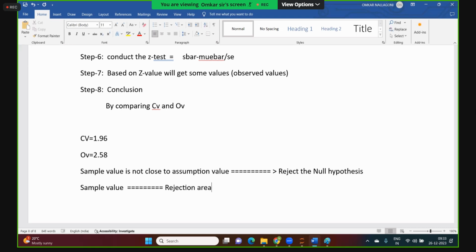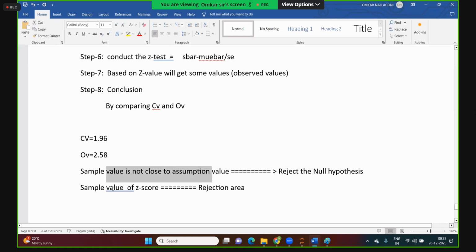The sample value of Z score will fall in the rejection area only, because it is not close. Not close means the sample value of Z score will definitely fall in which area? Rejection area. There's no doubt in that. If the sample value is very, very close, then definitely your assumption might be right, so it will fall in which area? In the non-rejection area. So that is the immediate common sense.